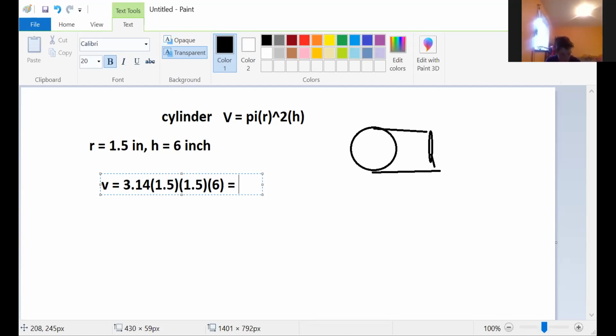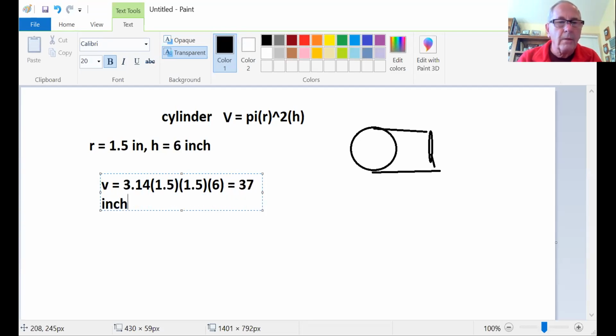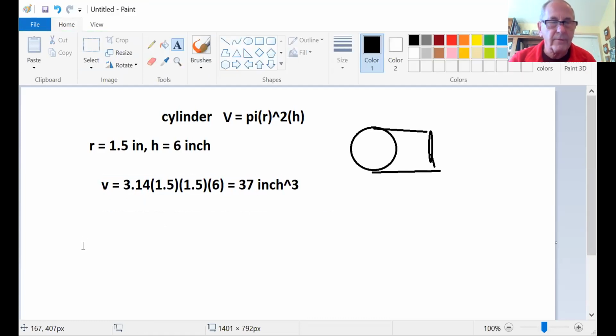Inches? No, I don't want inches. I want cubic inches. You've got to say cubic inches, because you've got 3 different dimensions, three units here with inches in it. Whatever it is, let's say it's 36 or 37 cubic inches, I don't know, something like that. It would look like that, cubic inches. Or you could write it out. That's how you would do that.